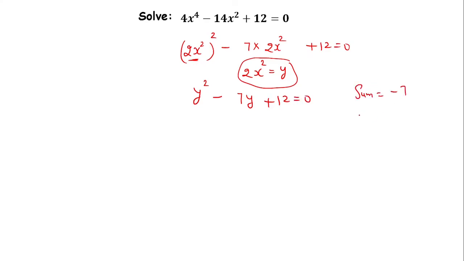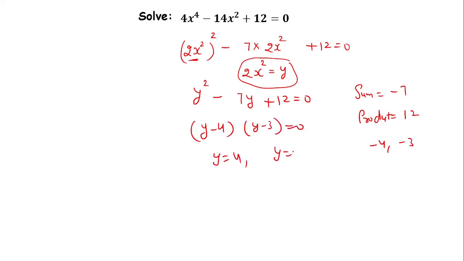The sum should be minus 7 and the product should be equal to 12. The two numbers are minus 4 and minus 3. So (y minus 4)(y minus 3) equal to 0. y is 4, y is 3, but y is nothing but 2x². So 2x² is 4, and the value of x² is 4 over 2, which means 2.